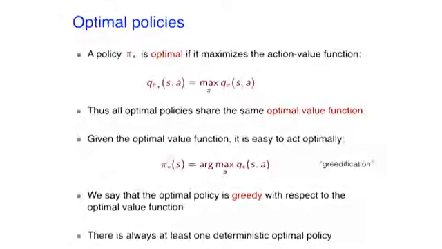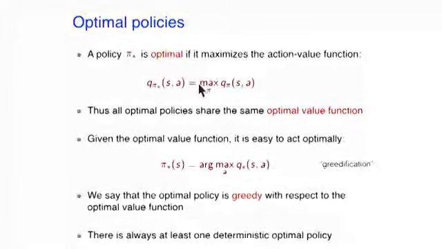Well, now I'm ready to define what we mean for a policy to be optimal. A policy is optimal, and we're going to call it pi star because it's the best policy, if it maximizes the action value function. So we think of the action value function as something where the policy is like an argument to it, and we can talk about how we get the highest values as a function of that argument.